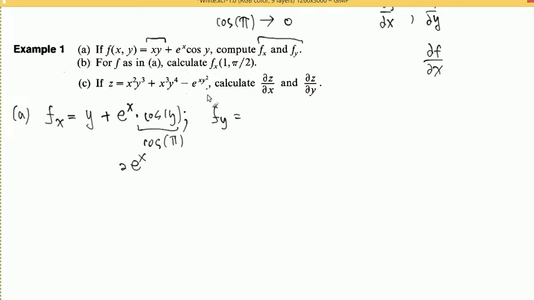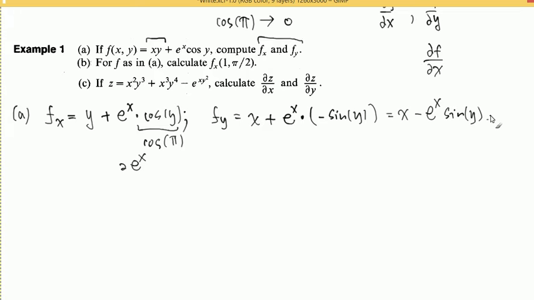Partial with respect to y. So let's look at the first term. What's the answer? X. Let's do the second one carefully. What is it? E to the x is a constant, right? So e to the x stays like that as a constant multiple. And what happened to the second factor? Negative sine y. And we better write it like this, right? If you're not too busy, this is a better way to write it.